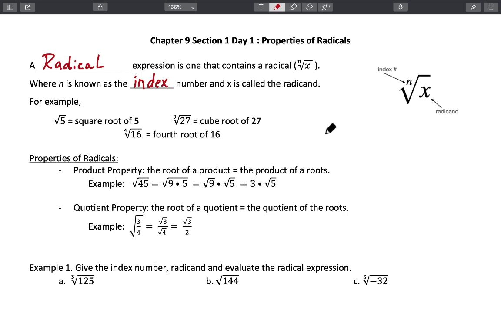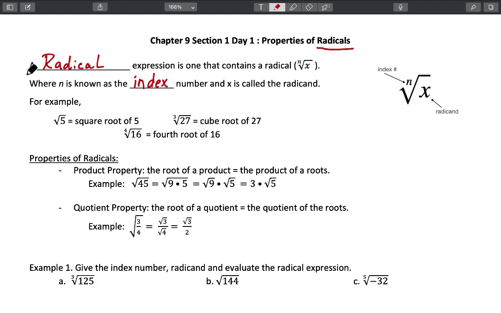Today we are taking a look at properties of radicals. If you remember from earlier this year, we looked at radical expressions and learned to write radical expressions as fractional or rational exponents. Well, today we're taking a look at properties of radicals.